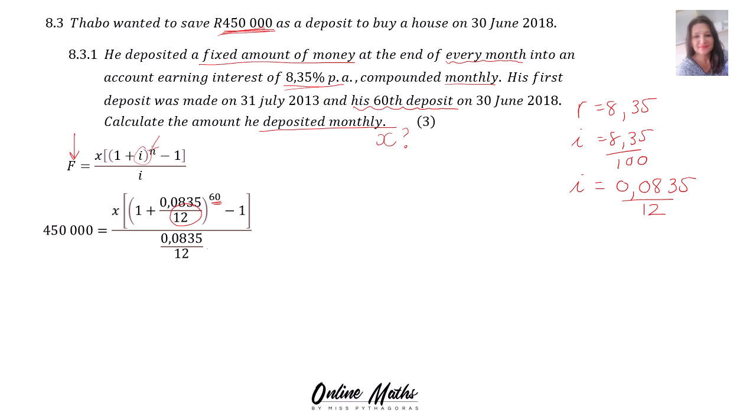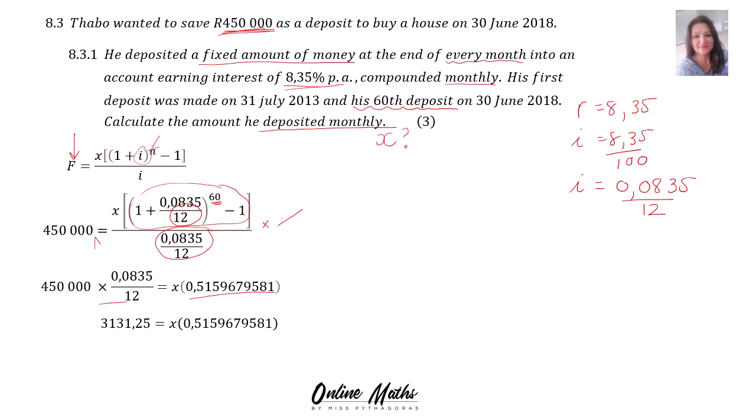So you substitute in all your values. And then just be careful over here. To get rid of this, you times by 0.0835 over 12 this side. And then what you do this side, you also do that side. And then all of this goes into your calculator in one go. No rounding off inside your sum. Work all of that out.